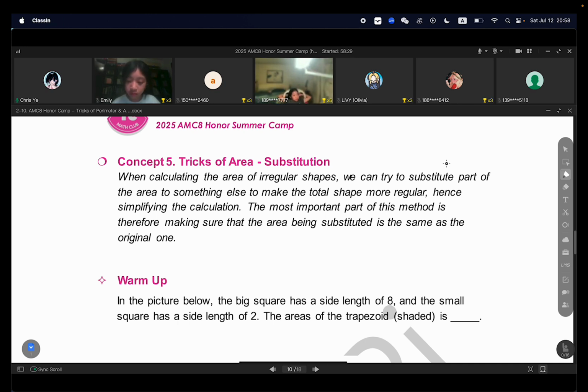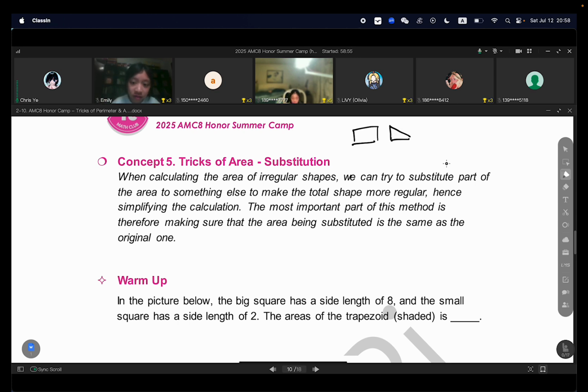Great. So let's move on to the last two concepts, and these are going to be slightly harder than the previous one. Mainly it's going to be about area. In case you know what all of these basic polygons' areas are, let's say we all know the area formulas for rectangles, squares, and triangles, right?